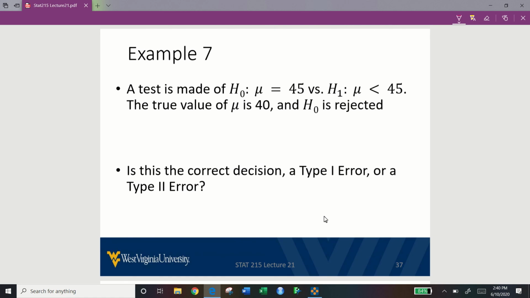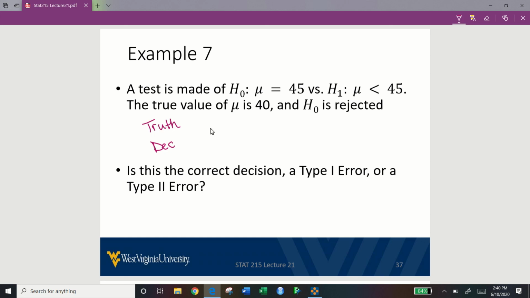A test is made of the null hypothesis of mu equals 45 versus the alternative of mu less than 45. The true value of mu is 40, and the null hypothesis is rejected. We want to know, is this a correct decision, a type 1 error, or a type 2 error? Well, let's think about it. We have the truth, and we have the decision. Ideally, the truth and the decision match. If not, we have an error.